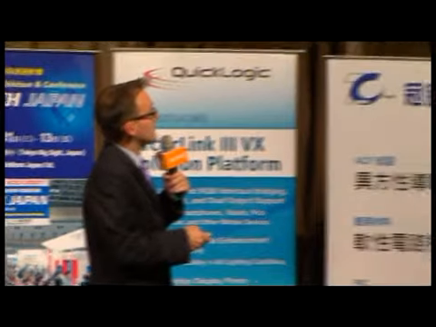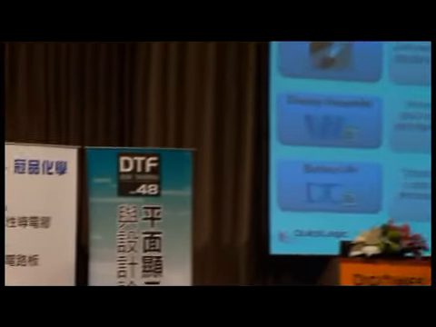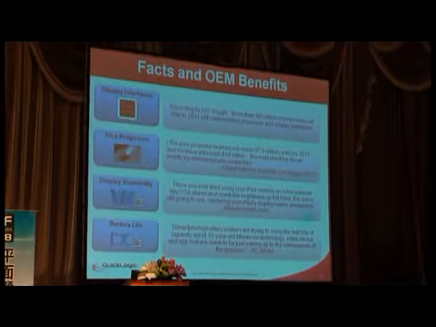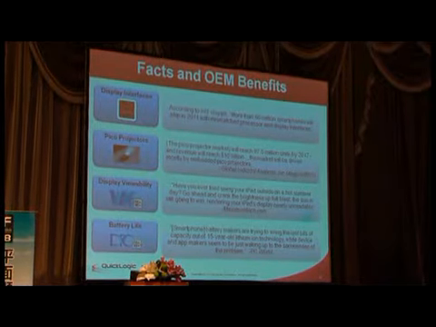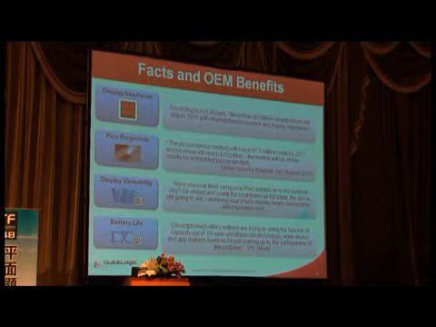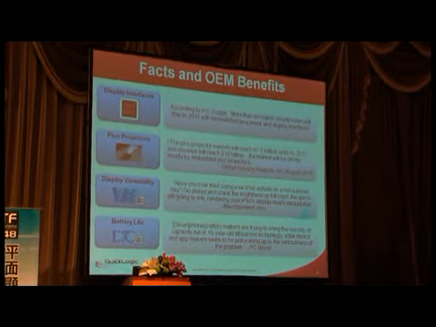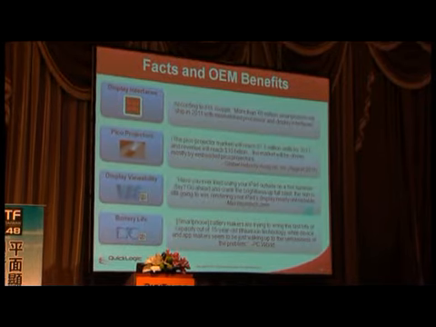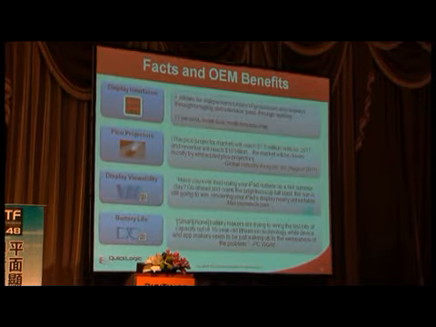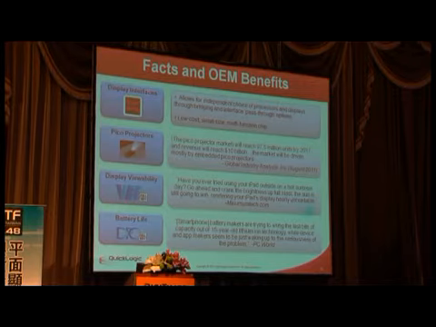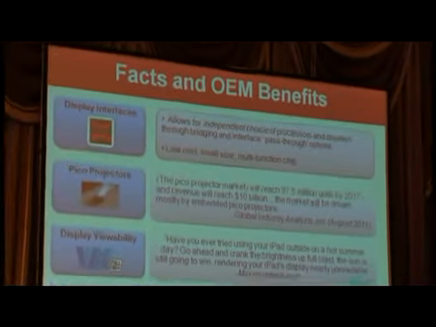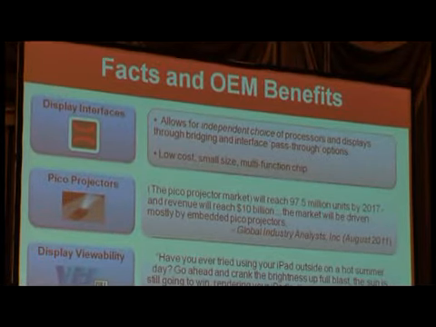For display interfaces, IHS iSupply, which is a very large market research firm based in the United States, has said that more than 60 million smartphones are going to ship this year with mismatched interfaces, which means 60 million smartphones that are going to be produced this year are going to have to use a bridge chip. And that's just smartphones. That's not even including tablets. I'm sure tablets is a lot as well. The ArcticLink 3 allows the OEMs to independently choose the processor and the display, that don't talk to each other out of the box.